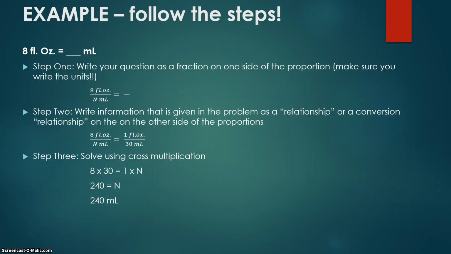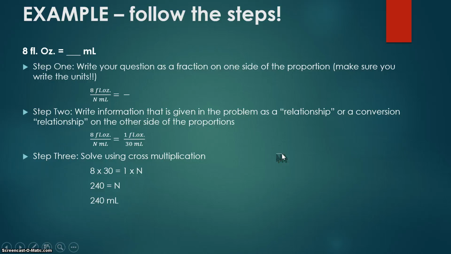Step 1, write your question as a fraction on one side of the proportion. Make sure you write the units. So we have 8 fluid ounces. We want to figure out how many mLs. We don't know, so that's our question. That's why we put n next to the mL, because that's the unknown that we're solving for, right?